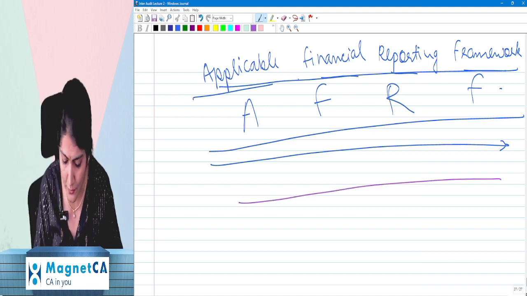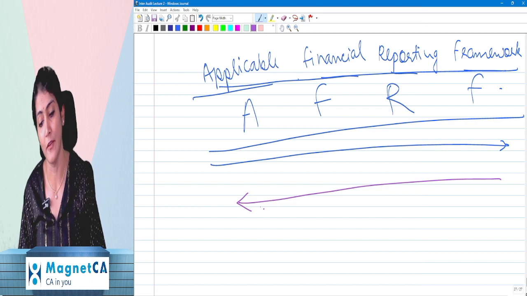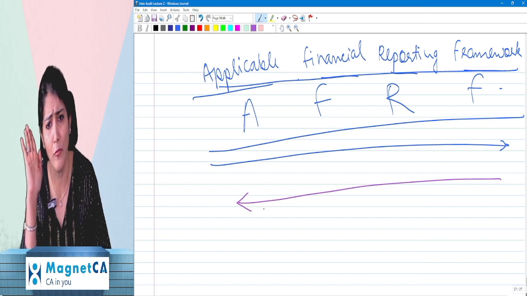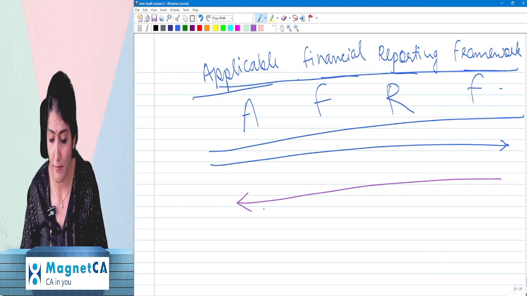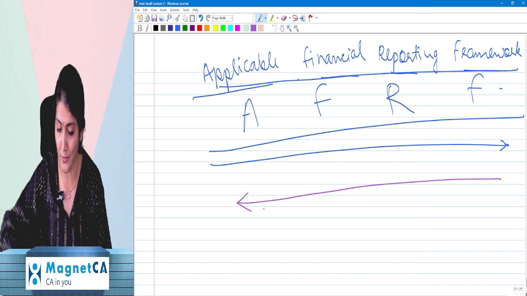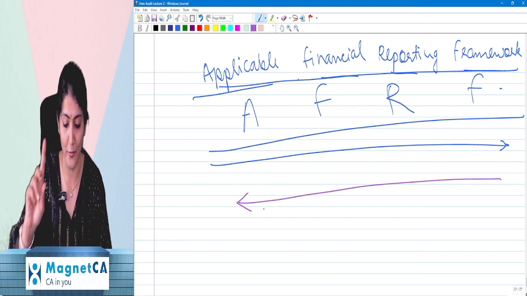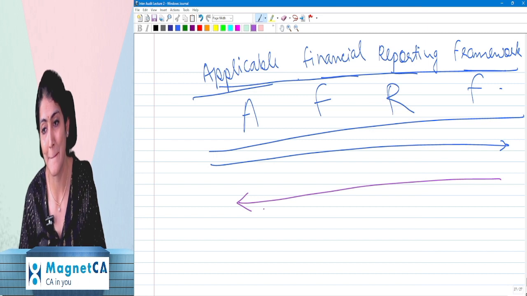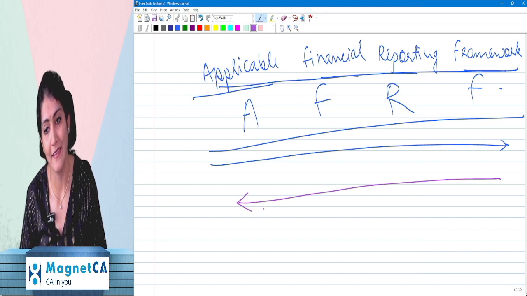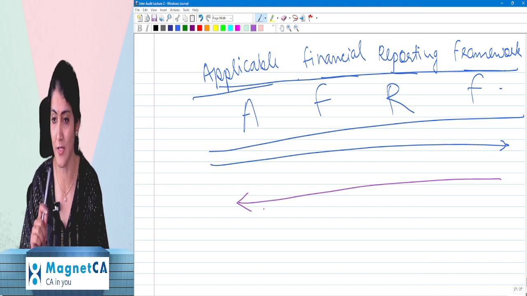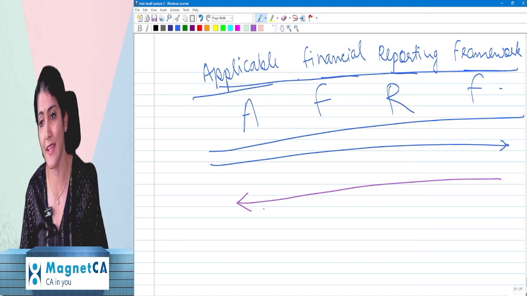Can anybody do that for me? Don't say framework reporting financial applicable. What you are doing must be... If I say applicable financial reporting framework, read right to left, they read framework reporting financial applicable. No. Yeah, the reporting framework applicable to financial statements. Okay. Anything else?